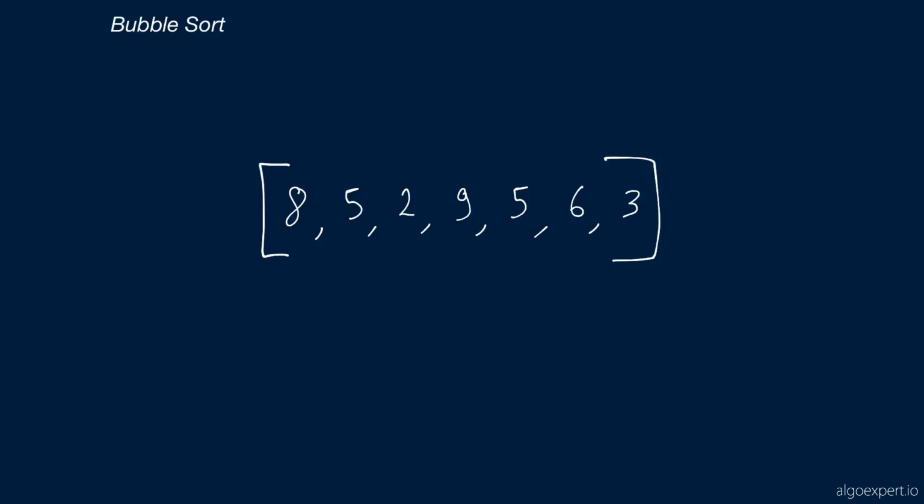But if they're not in the correct order, like in this case, it's pretty obvious that 8 and 5 are not in the correct order. 8 should come after 5. Then we swap the numbers. Okay, we swap the numbers in place, and then we continue traversing the array. We continue moving on to the next number and continue doing the same thing.